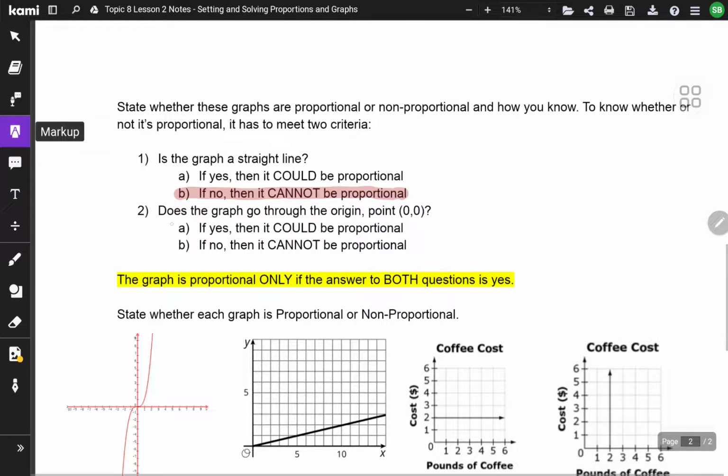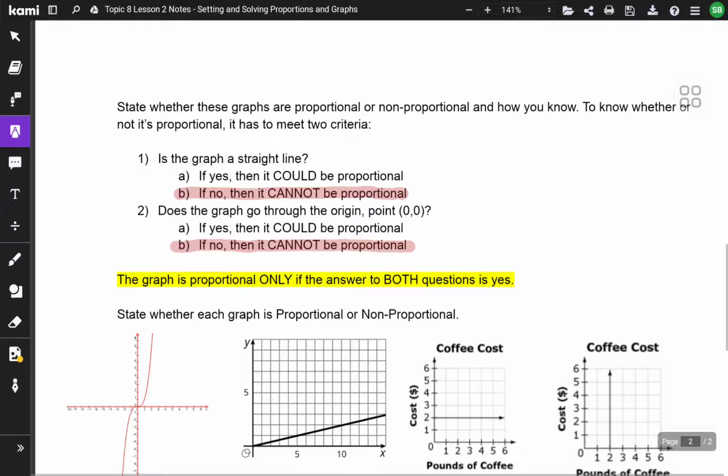The second criteria is, does the graph go through the origin, that point 0, 0? If yes, then it could be proportional. If no, it is not proportional. So remember, if either one of those criteria are not met, it is immediately non-proportional. It cannot be proportional. To be proportional, it has to be a yes to both questions.